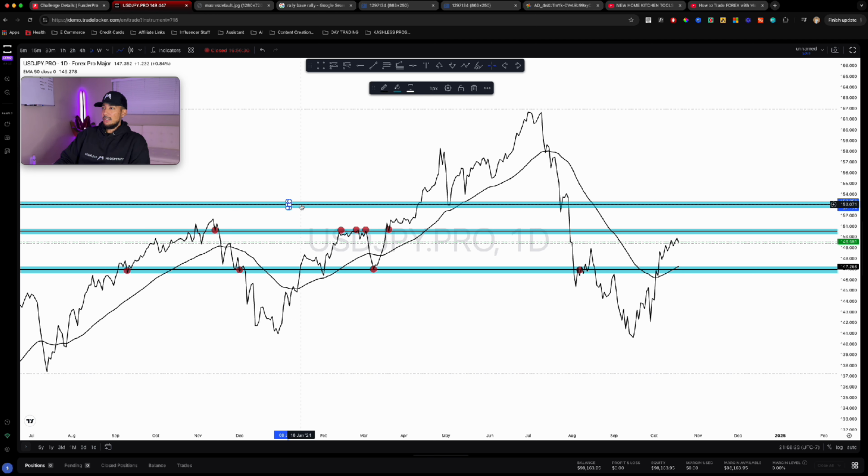In this case, we're right in the middle of a channel. Well, we're towards the top of this area. And so if it hits this area and consolidates, we can look for a sell-off. If it breaks, we've got to wait for the retest and then a buy.